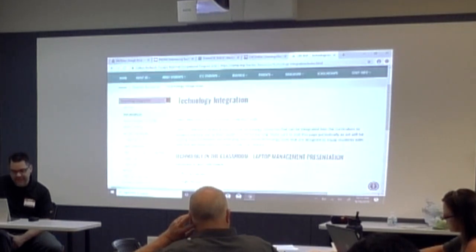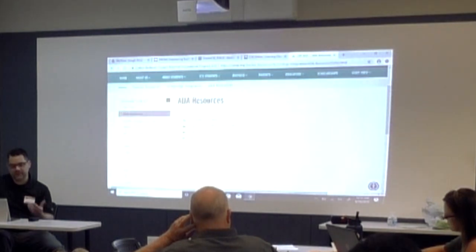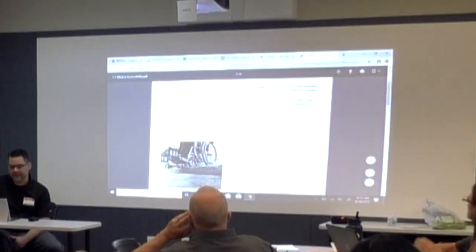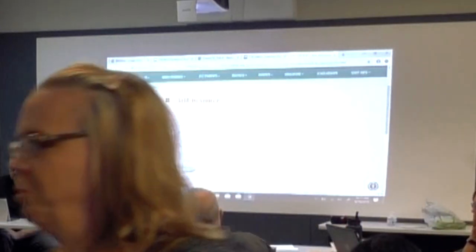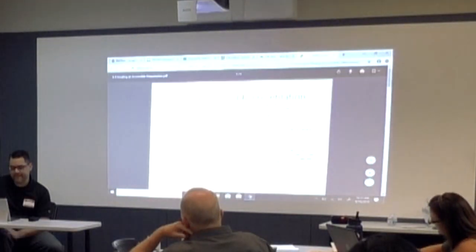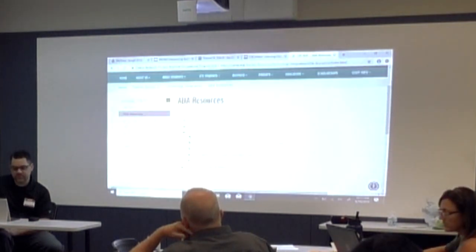And we have ADA resources here, and this is all about doing ADA stuff that's online. So like, what is accessibility? It opens up this PDF. Other parts of it, creating an accessible presentation. There's info in here about it, including captions, retrofitting your stuff. There's screenshots on how to do it. So there's a lot of resources here at CRYROP's page.